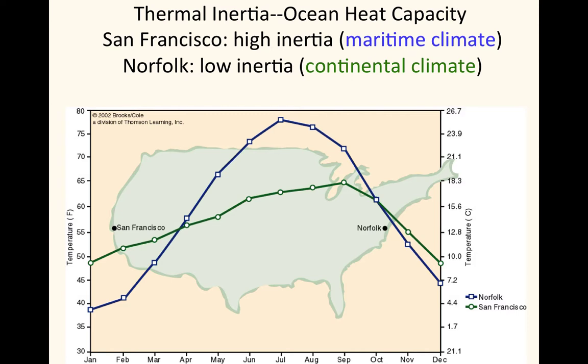Here we're going to go through a little example showing why the oceans are so hard to warm up and they're so reluctant to cool down. In other words, why do they have such high heat capacity and why do they have such high thermal inertia, reluctance to change its temperature?